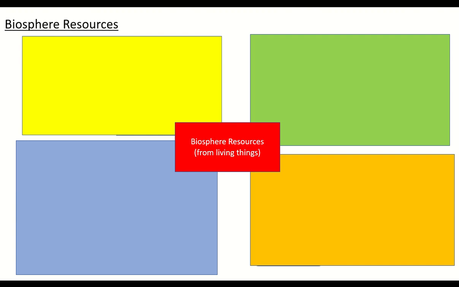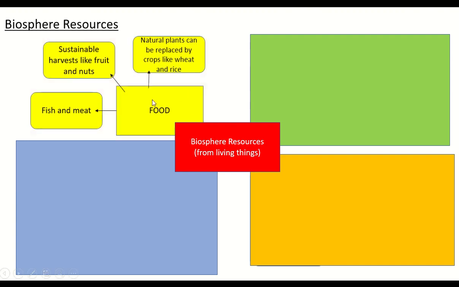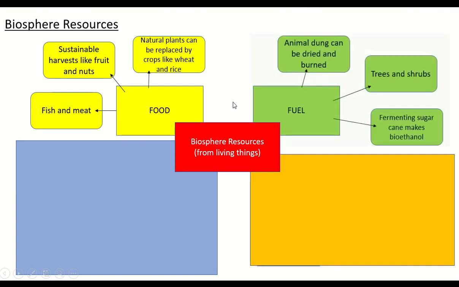So biosphere resources can include things like foods. We obviously eat fish, we eat meat. They are living things. They provide us with a resource. They're a biosphere resource. Fruits and nuts, again, we also eat those, and natural plants, things like crops, wheat and rice, that we've found and then cultivated and grown because we use them quite a lot for many of our staple ingredients. So food is one way that the living parts of the earth, the biosphere, can provide us with a resource. Another way is fuel.